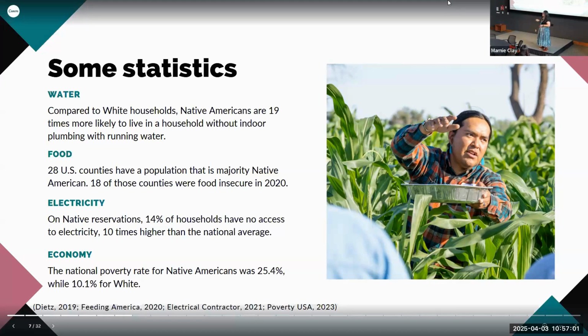Food, we're pretty highly food insecure, like I said, up to 75% of our households, especially living on the reservation. Any reservation reports up to 75% food insecurity. And then electricity, 14% of households have no access to electricity, which is 10 times higher than the national average. Again, that number is skewed by Navajo Nation. We have the highest amount, so that is going to push that number towards not having as much electricity. Economy, the national poverty rate for Native Americans was 25%, while it's sitting at 10% for white people.